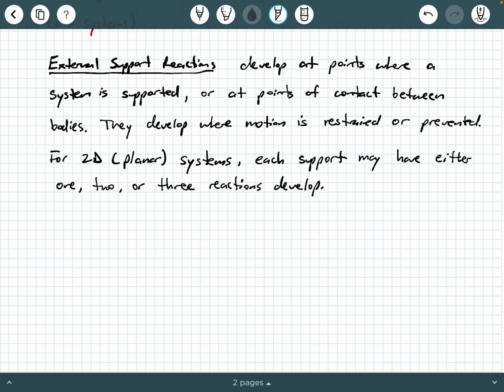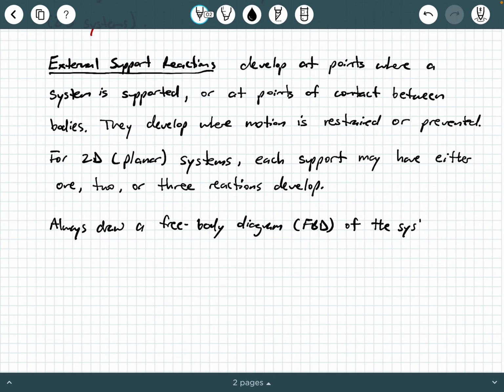So another little refresher, important point from statics and physics, is when you begin solving problems in mechanics of materials, you always want to draw a free body diagram of the system, okay? So let's write this down. We're going to say always draw a free body diagram. We sometimes abbreviate that FBD of the system to be solved. Now, what is a free body diagram?